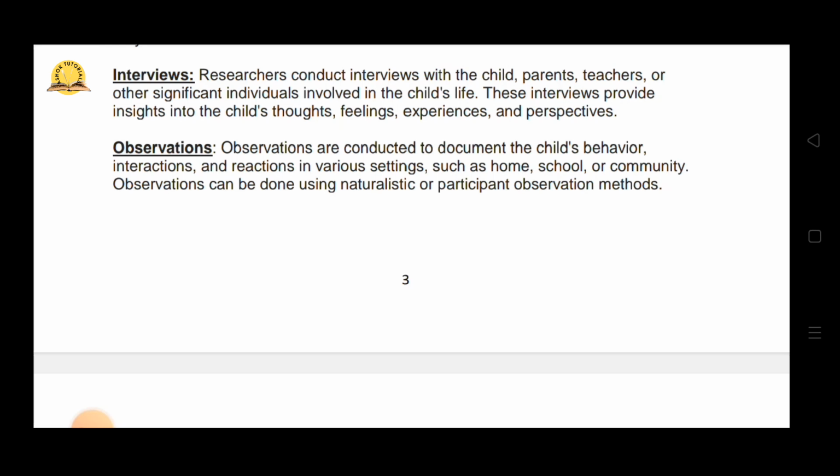So what are the settings in which we can observe the child? It can be at home, it can be at school, it can be at community, it can be at friend circle, right? So different areas of the child's interaction are involved while we study the child. All right.